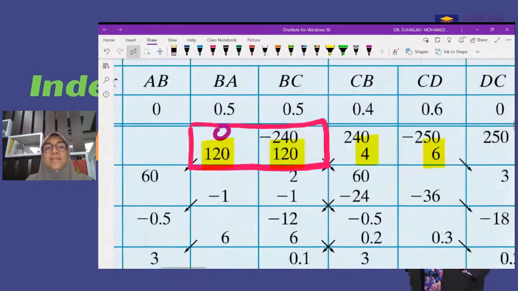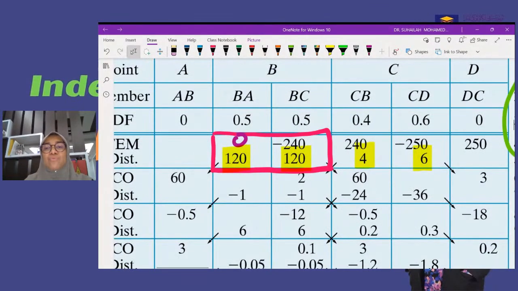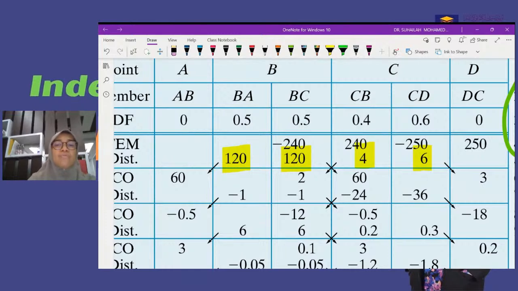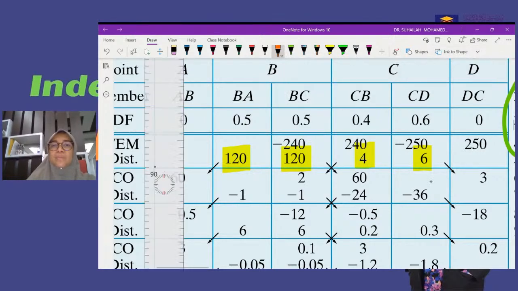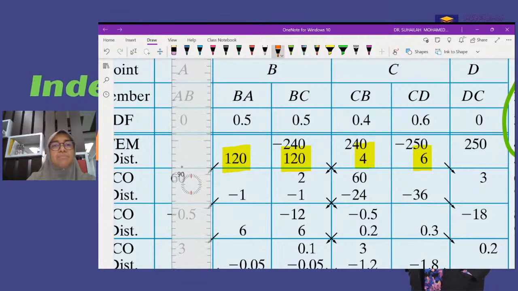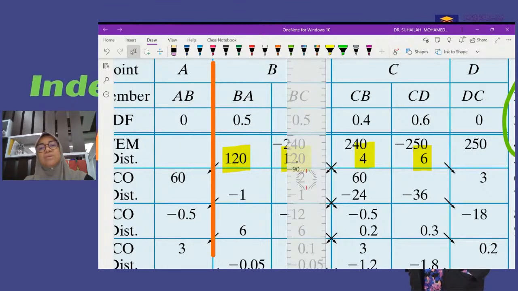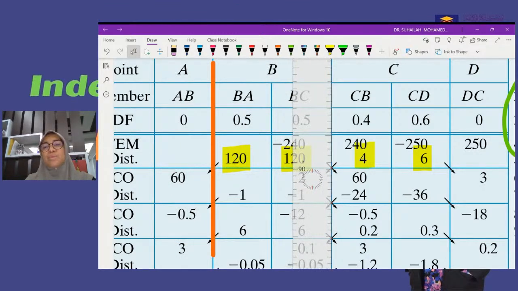Next, we have to multiply with the carryover factor. For carryover, we have to carry the value to the adjacent joint. It must cross the boundary. Where is the boundary? This is the boundary between A and B. This is the boundary between B and C.